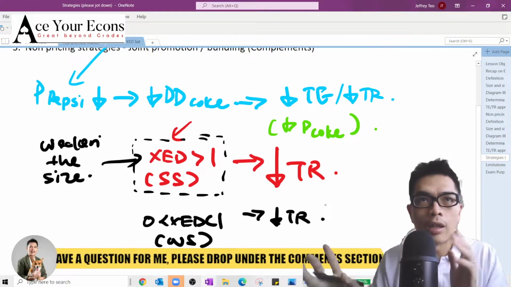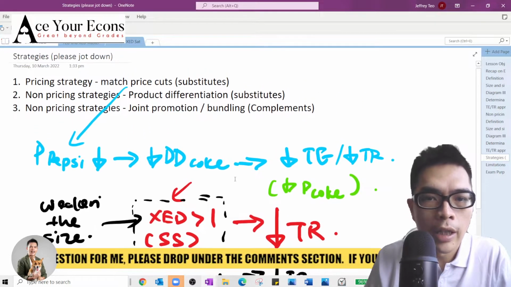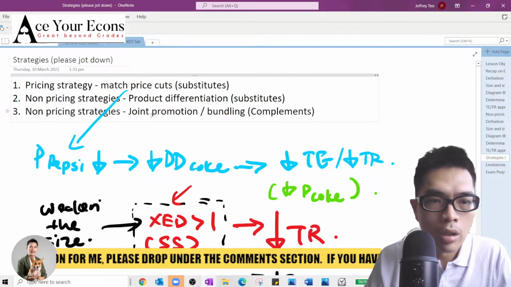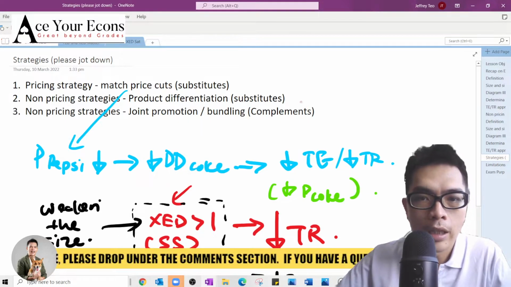So you're often required to do this scenario analysis. Another one is what we call joint promotion or bundling. This is for complements.